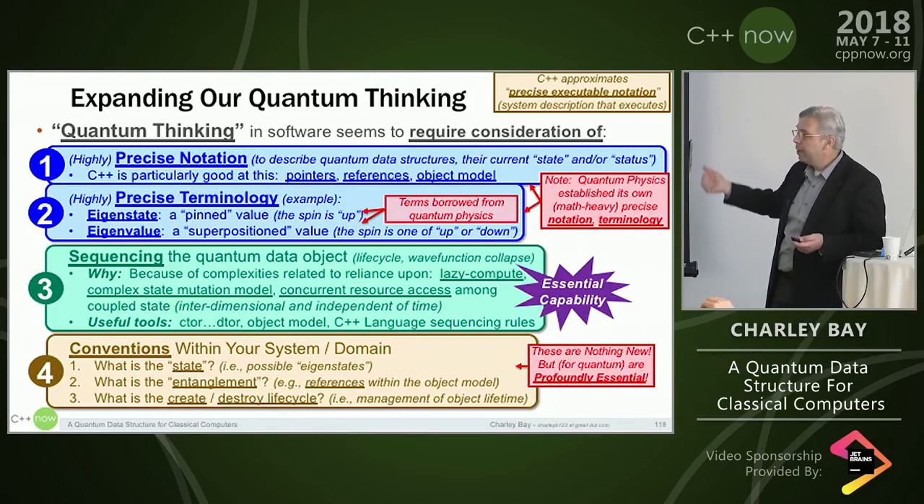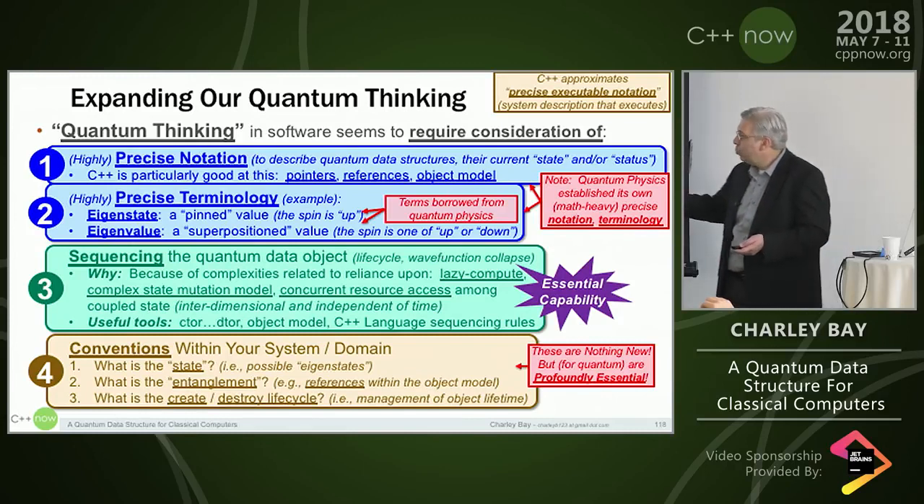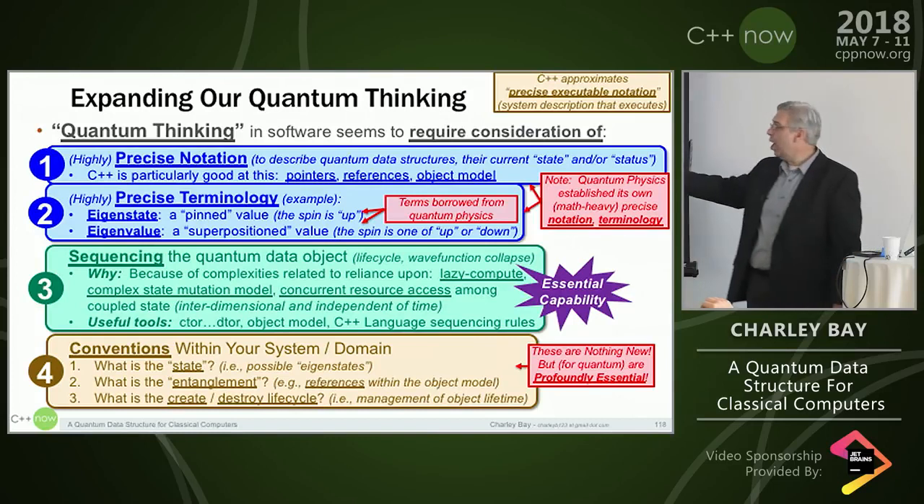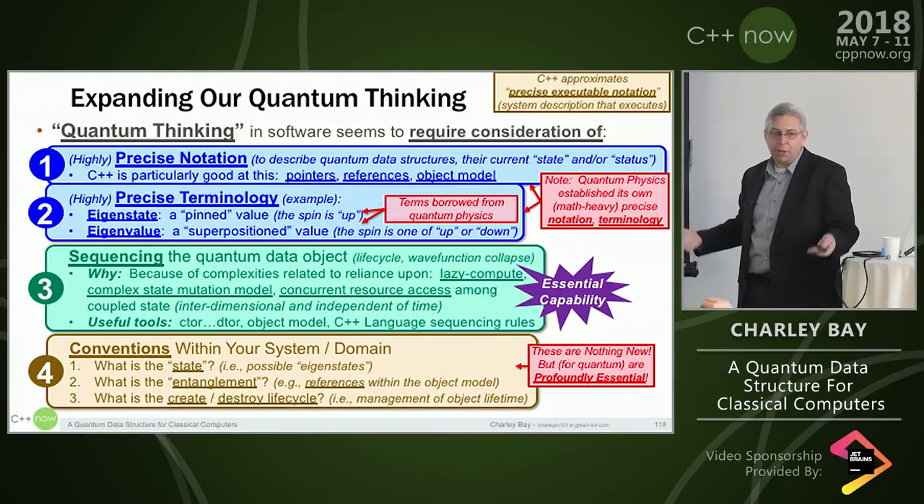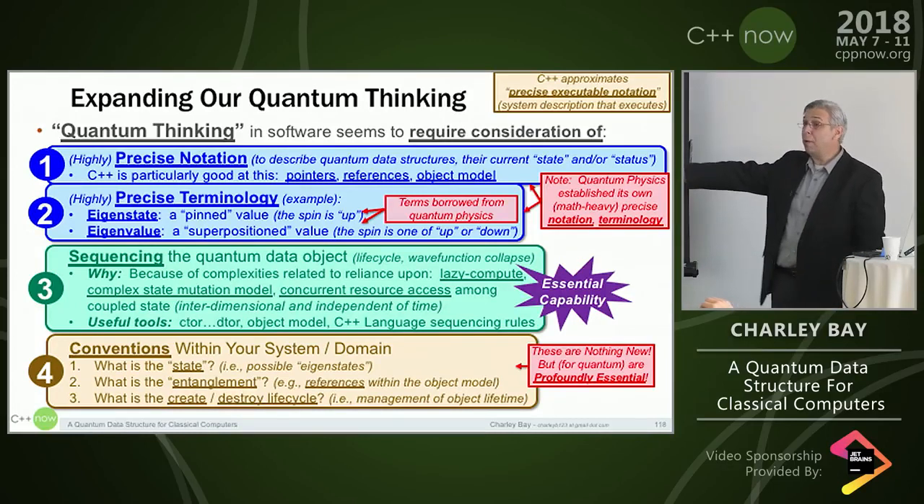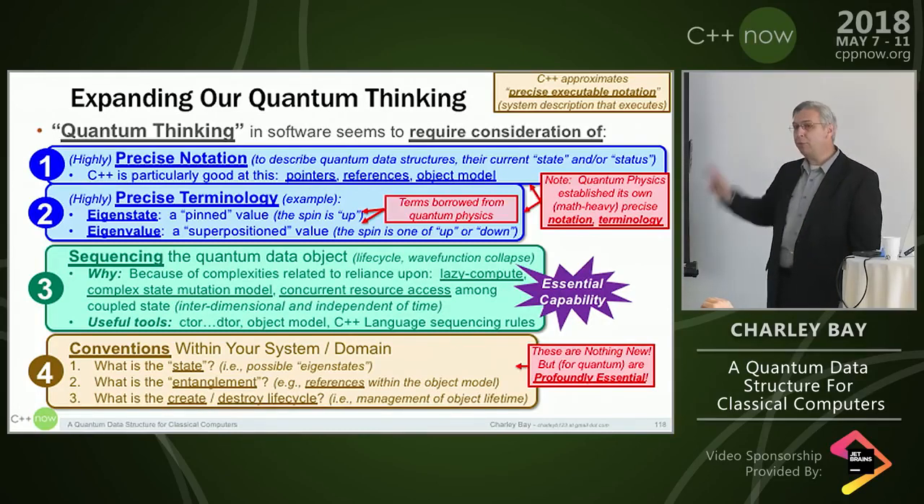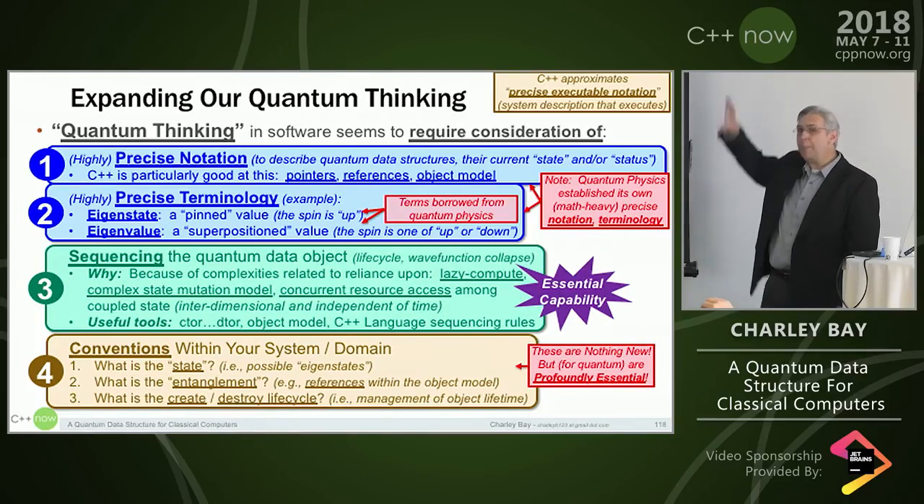And in this bottom one, conventions, this is nothing new. What's your state? How do you want to entangle it? How do you want to do your create, destroy life cycle, your source and sink life cycle? That is nothing new, especially in C++. We have constructors and destructors. These are our patterns. But man, you cannot do this quantum thing without those patterns. Those go to the top of the list as what's really important in your design.